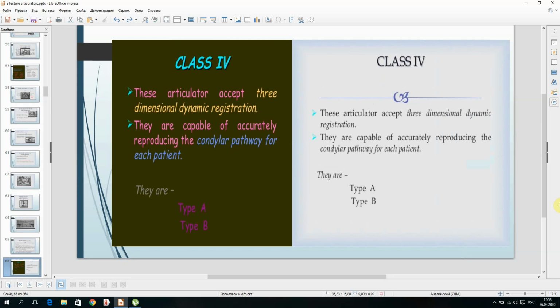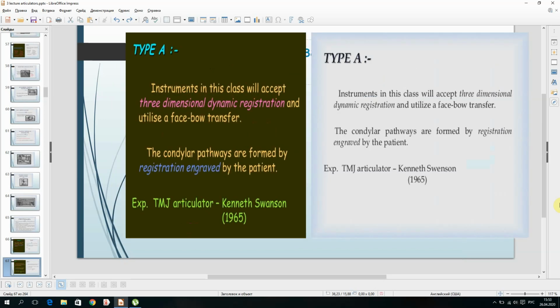In class 4, this articulator accepts three-dimensional dynamic registration. They are capable of accurately reproducing the condylar pathway for each patient. They are type A, type B. Type A instruments in this class will accept three-dimensional dynamic registrations and utilize a face-bow transfer. The condylar pathways are formed by registration engraved by the patient.